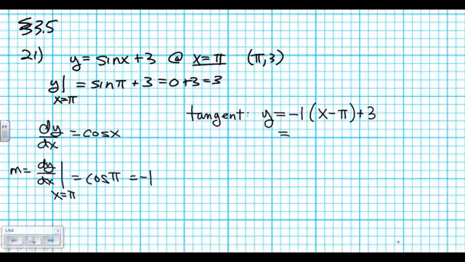Now the book won't give you the answer in this form. It distributes the -1 through, and so they say -x plus pi plus 3. What about the normal? And very clearly I'll state I'm finding the normal now. How much does it change from the tangent? We use the opposite reciprocal of that slope. So we get, whoops, write out really clearly, y is equal to 1 times x minus pi, plus 3. Of course, they don't like that form, so they would say x minus pi plus 3.